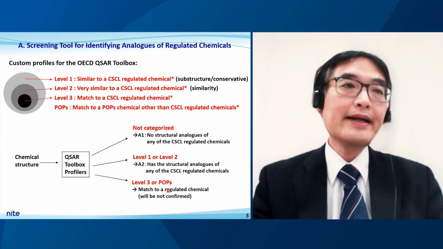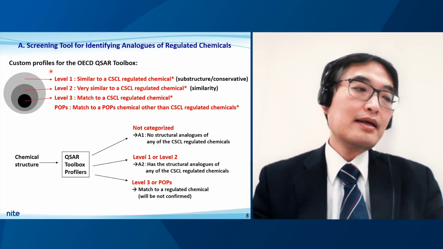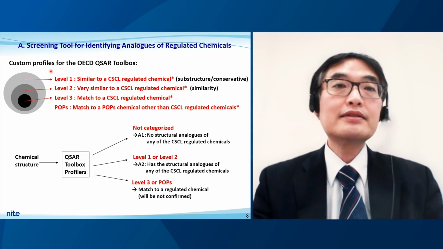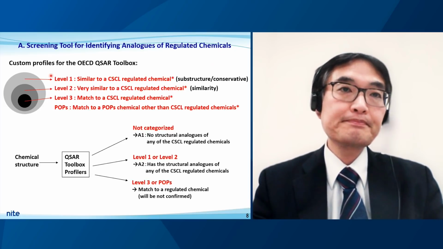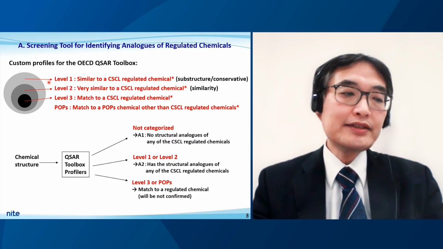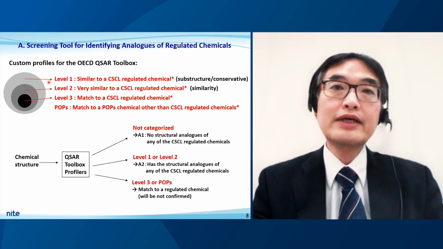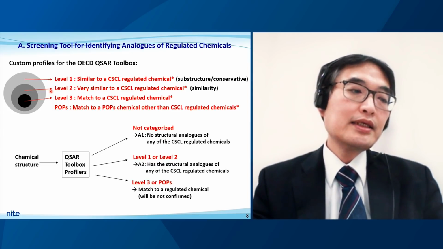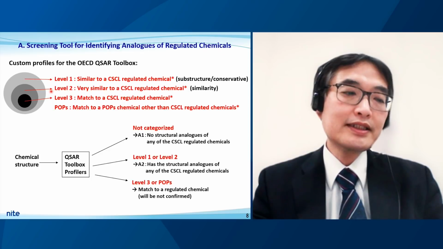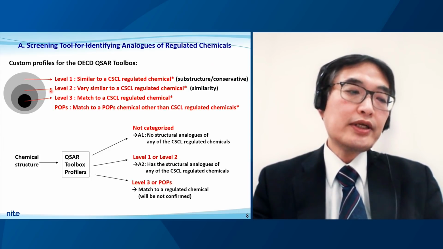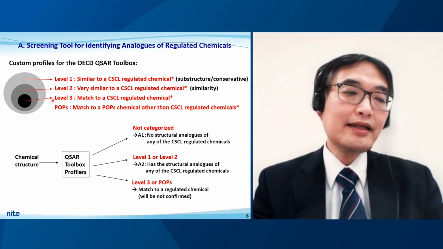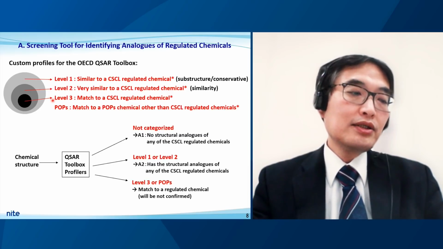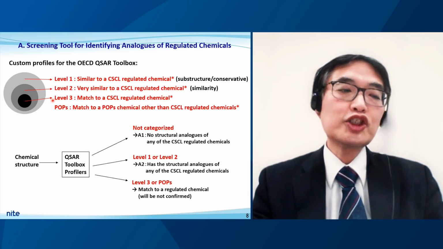We are using four profilers. The level 1 profiler identifies the chemicals that are similar to CSCL regulated chemicals based on the substructure. The level 2 profiler identifies the chemicals that are very similar to a CSCL regulated chemical based on structure similarity. And the level 3 profiler identifies the chemicals that match a CSCL regulated chemical. In addition, we prepared a profiler to identify the chemicals that match a POPs chemical other than the CSCL regulated chemicals.